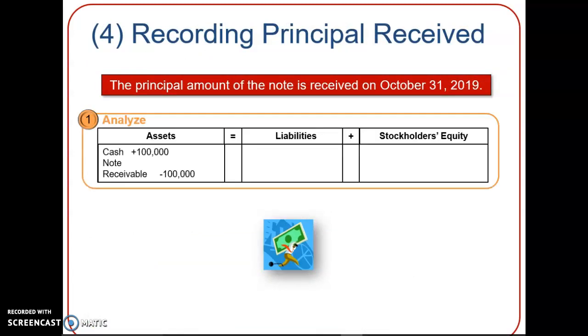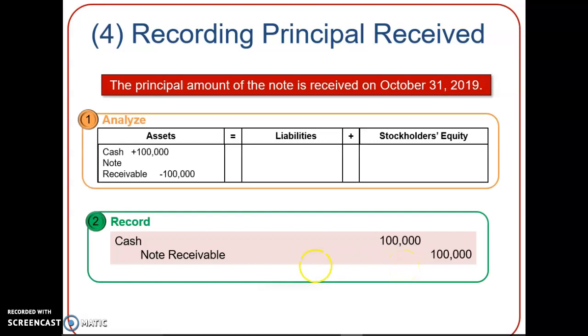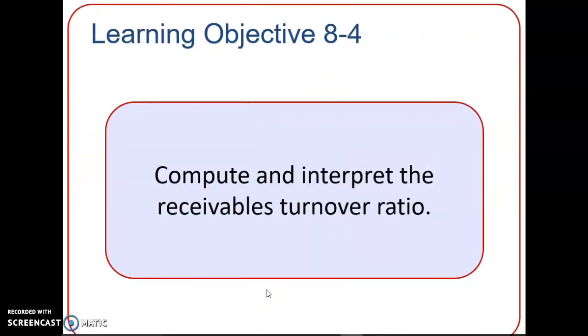We also get our principal back. So we debit cash 100,000, and credit note receivable 100,000. Basically, we just reverse the journal entry we did when we issued the note receivable. Now we reverse it back when we receive the cash payment.